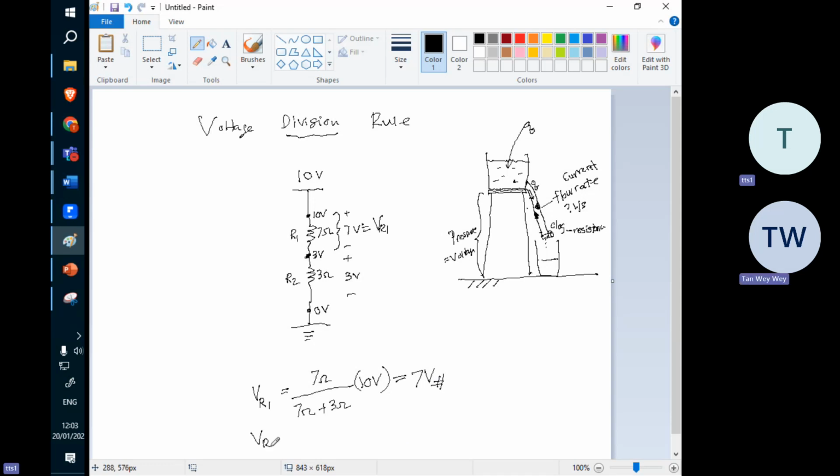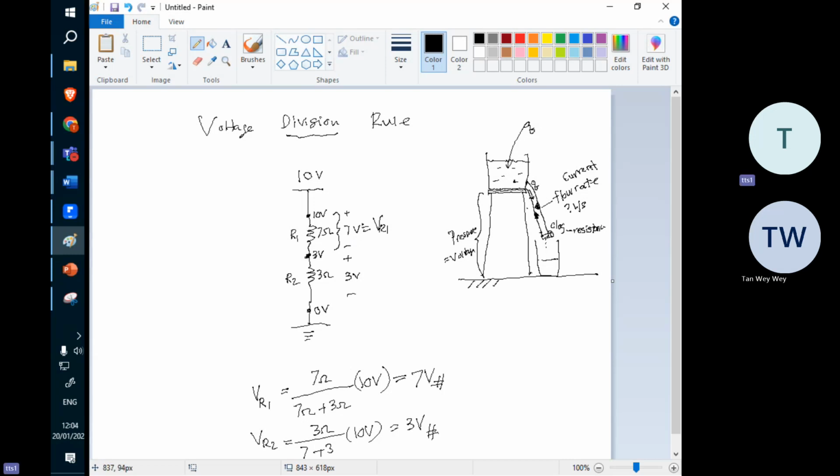VR2, based on the voltage division, is 3 ohm over the total 7 plus 3, sharing the total of 10 volt. So 3 ohm gets a share of 3 volt only. So this is the meaning of voltage division. They divide the 10 into 2 parts, 7 and 3, based on the ratio.